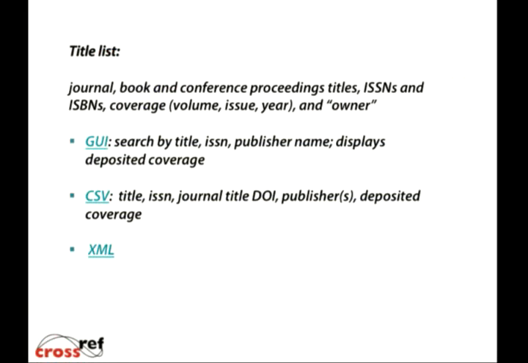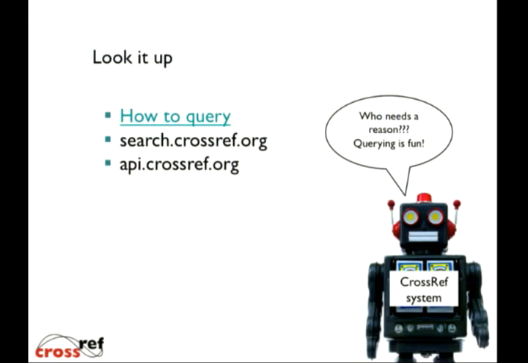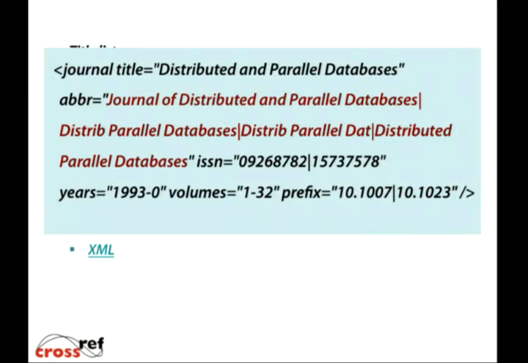We also have an XML list for journals only that again lists all the journal titles. It contains the coverage range. It doesn't have a specific volume, issue, or year. It just has like 1 through 10 or 1987 through 2014 or whatever. It also lists all prefixes associated with the title.